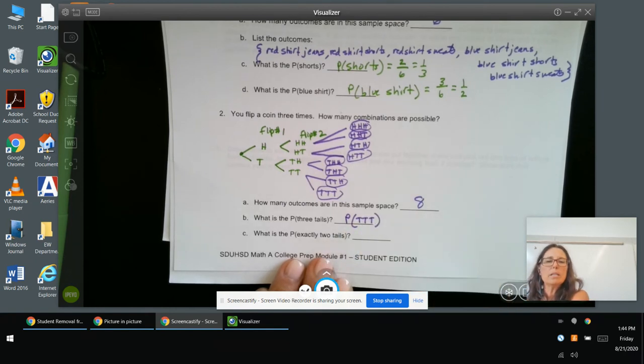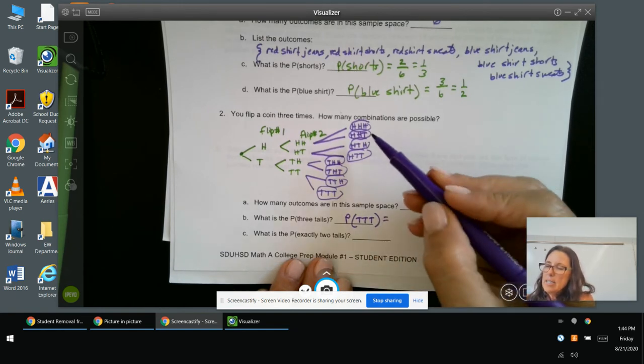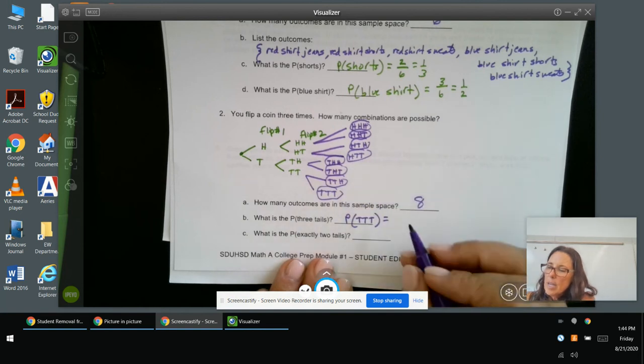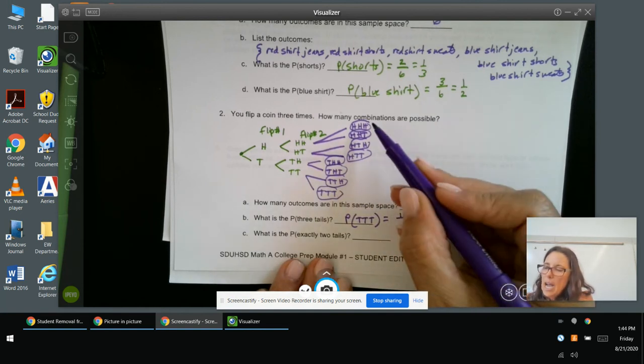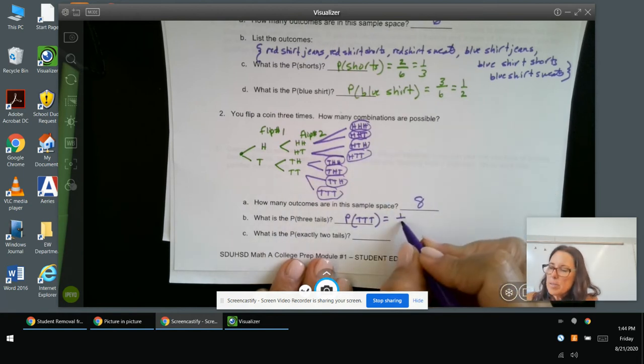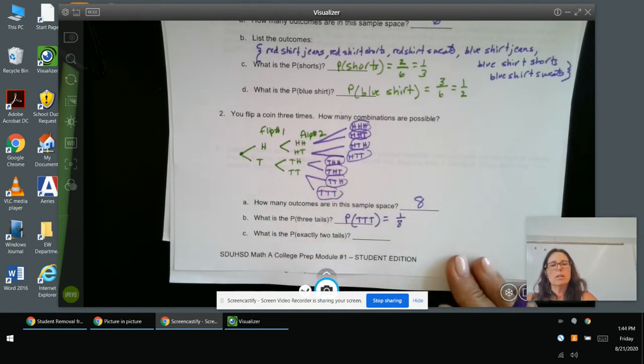Okay, probability of TTT. This is called probability notation. I want to be very official in how I write my answer. How many TTTs do you see in the sample space? I see 1. And how many total options are there in the sample space? There are 8. Can you reduce 1/8? Nope, it's already reduced.